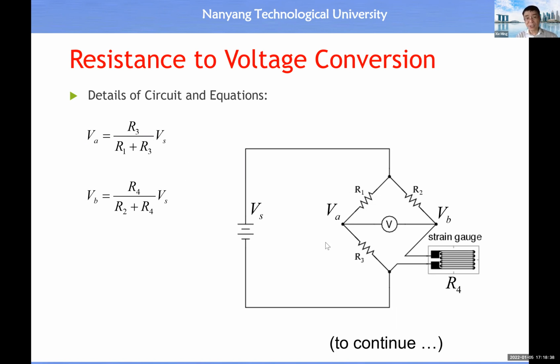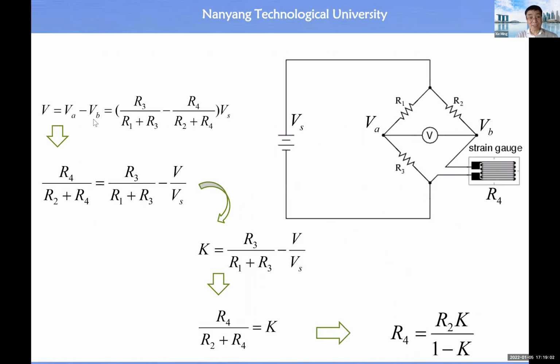From the left branch, VA is equal to the input voltage divided by the total resistance, times the resistance of R3. Then in the right branch, the voltage at point B is equal to Vs divided by the total resistance times the resistance of R4, all right? Then VA minus VB is equal to this one minus this one, all right? So we just name this one as a voltage V. Then from this equality, both sides divide by Vs. Then we have this equation.